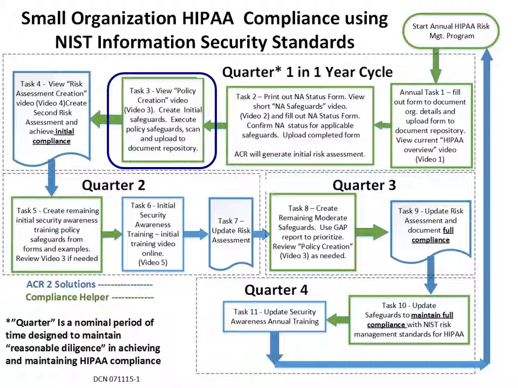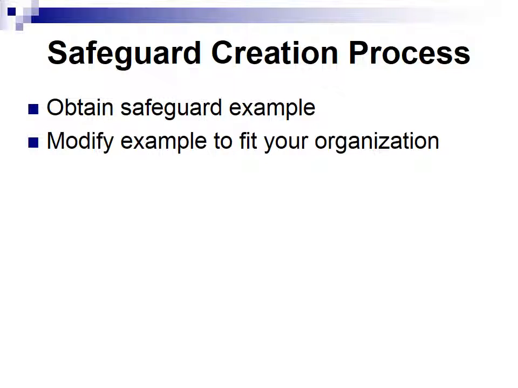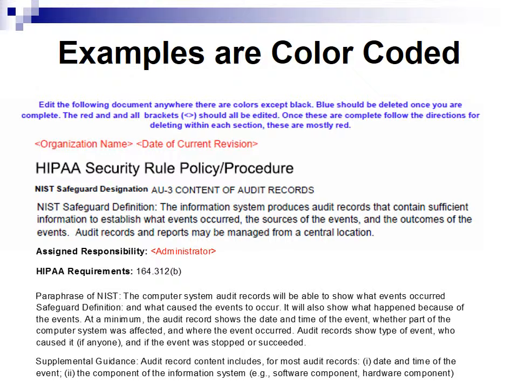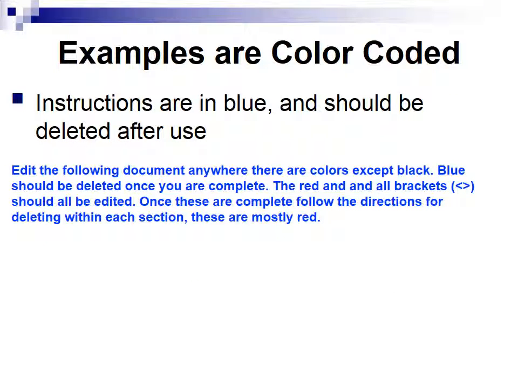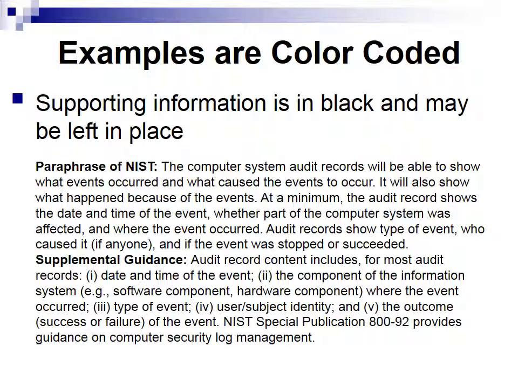and available resources. Policy safeguard creation begins with obtaining an example of the particular safeguard to be prepared. This example will then be modified to meet the specifics of your particular organization. Policy examples are color-coded. Instructions are in blue and should be deleted after the policy safeguard is created. Data inputs are in red and should be modified and recolored after safeguard preparation. Supporting information is in black and may be left in place with the completed safeguard.